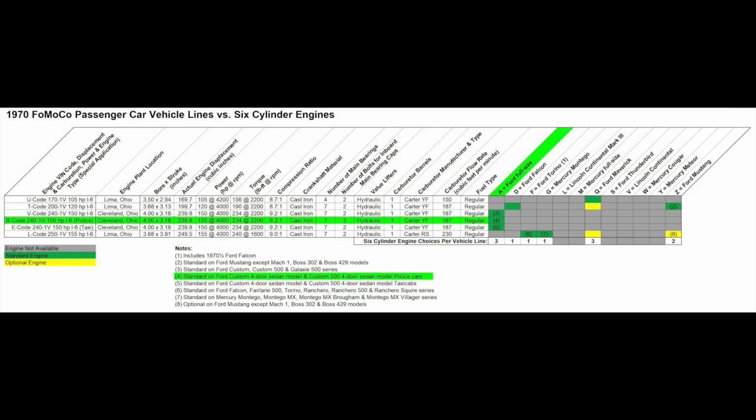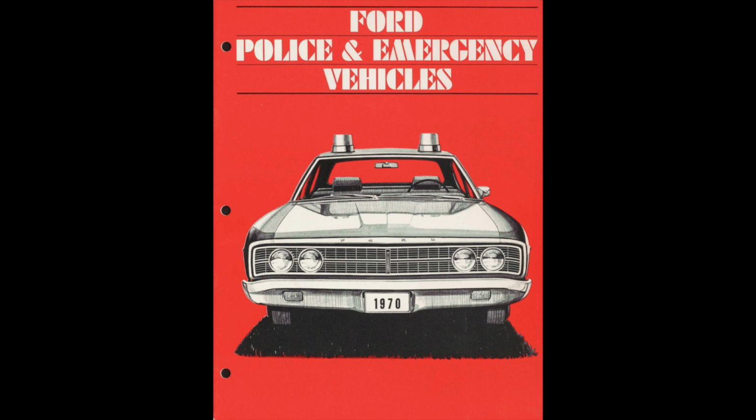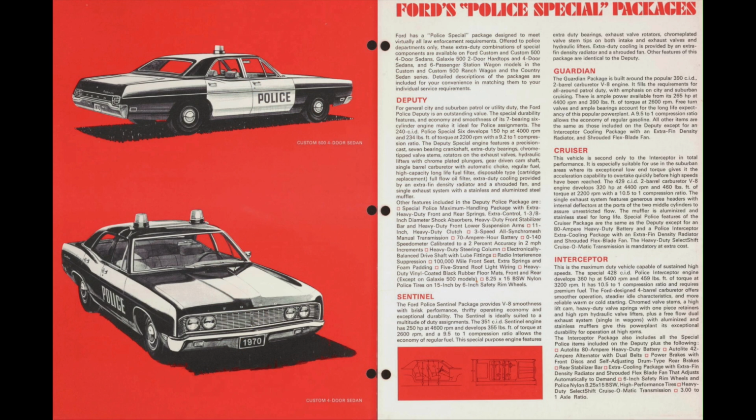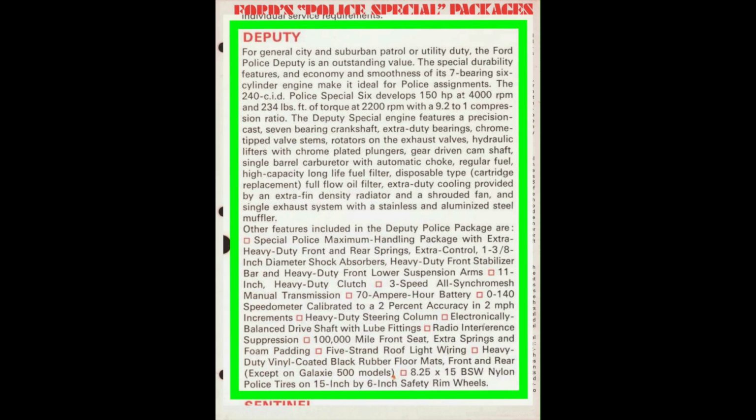The B-Code 241-barrel inline-six police engine per note 4 was only available as standard in the 1970 Ford Custom 4-door sedan model and Custom 500 4-door sedan model police cars in the Ford full-size lineup, Vehicle Line A. The 1970 Ford Police and Emergency Vehicle Sales Catalog has images on page 2 on the left and information on page 3. The center section of the left-hand column on page 3 provides details about the deputy police package, which was built around the B-Code 241-barrel inline-six engine.